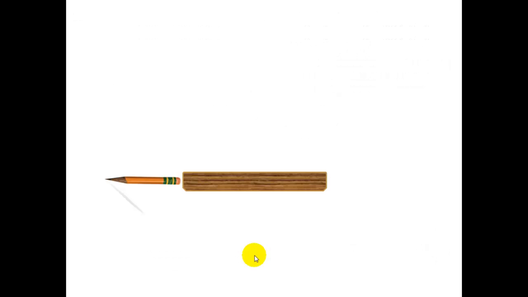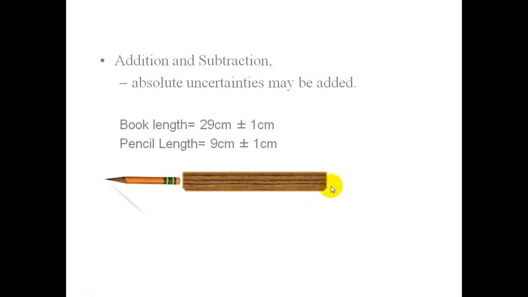So let's take this example. We have a pencil and a book, and we want to find out what is the distance from this part of the pencil to this part of the book. So we're basically adding the two values. Remember, addition and subtraction, the absolute uncertainties may be added. Now let's say we know the book length is 29 centimeters plus or minus 1 centimeter. The pencil length is 9 centimeters plus or minus 1 centimeter. What is going to be the sum of these two values?